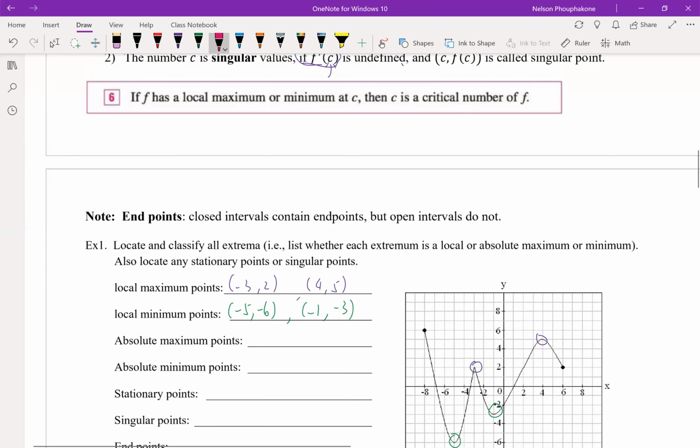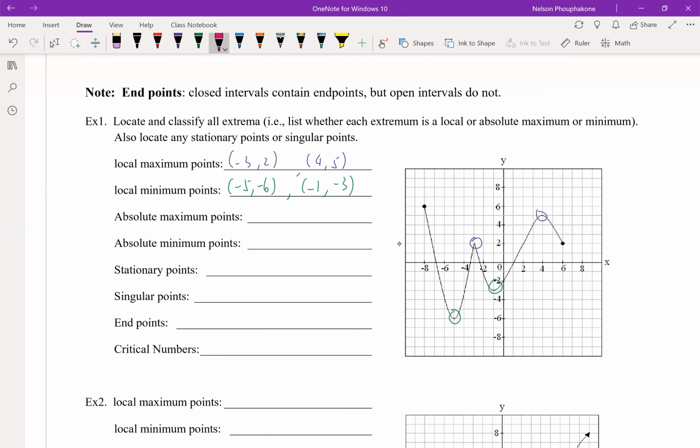And now let us look at the absolute maximum point. The highest, the biggest output, which is this one. So then it will be (-8, 6). The absolute minimum, which one? This one is the lowest point. So then my absolute minimum is (-5, -6).